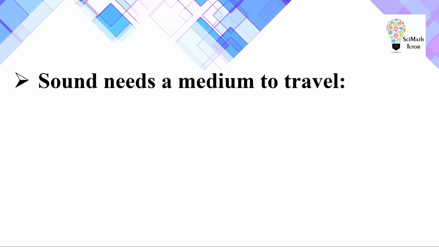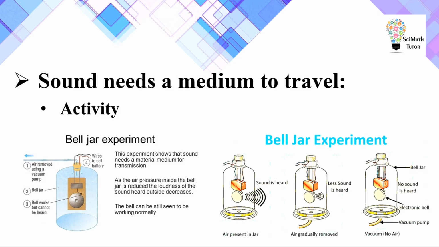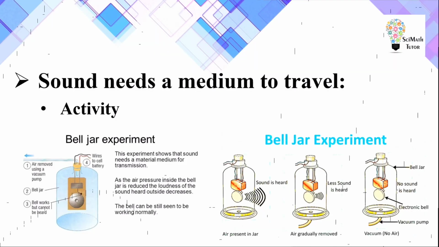To understand that sound needs a medium to travel, we will perform one small activity. Suspend an electric bell in an airtight bell jar. Connect the bell jar to a vacuum pump. If the switch is pressed, we can hear the sound of the bell. If air is pumped out through the vacuum pump, we can't hear the sound of the bell. This shows that sound needs a medium to travel and sound cannot travel in vacuum.